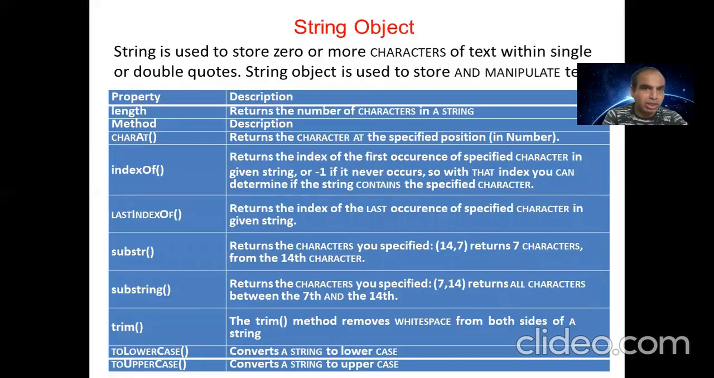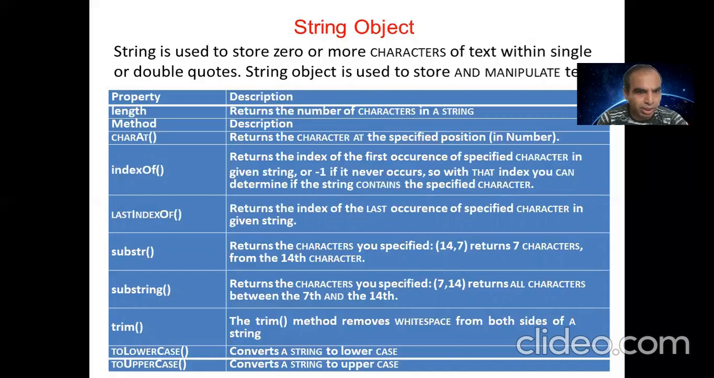The first object given there is the string object. It is used to store zero or more characters of text within single or double quotes. When you write any text between double quotes, that is called a string. So a string is used to store and manipulate text. If you want to find the string length, there is a property, string.length, which returns the number of characters in a string. Then there are methods.